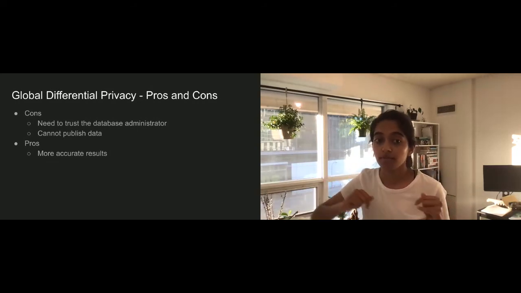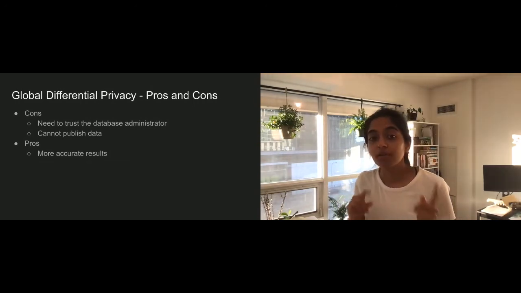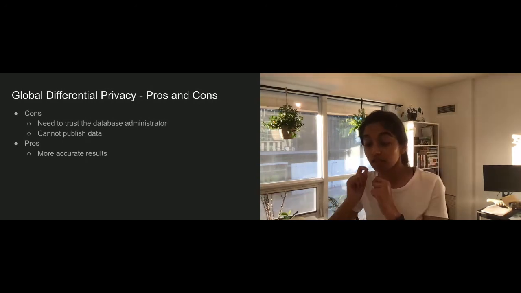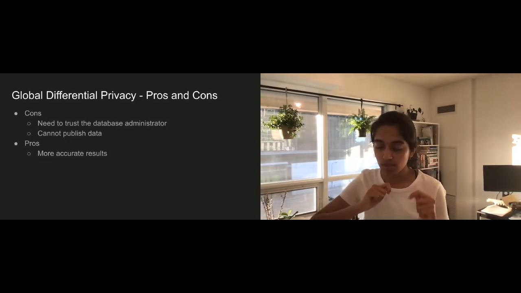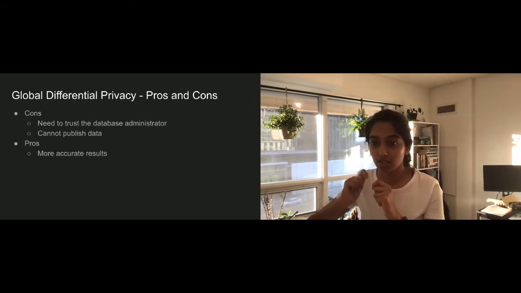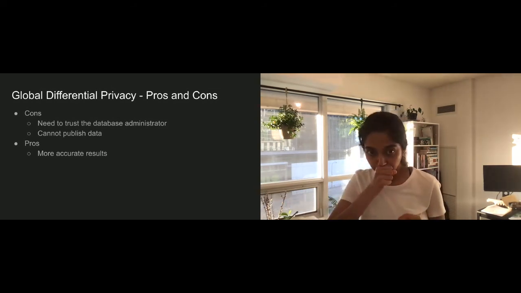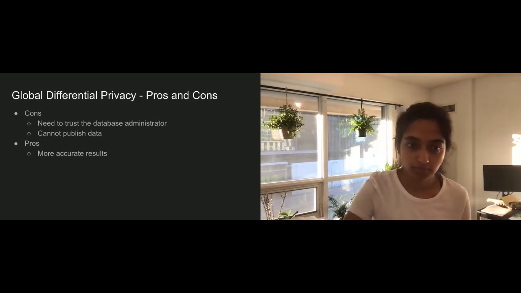But what are the pros? As you saw, compared to local differential privacy, global differential privacy gives you more accurate results. Since you can tweak the amount of noise that you're adding at the last level, if you want to get really close to the actual result, you can make the sensitivity really, really small, so that the noise you're adding is also really small. So your results can be more accurate compared to local differential privacy.